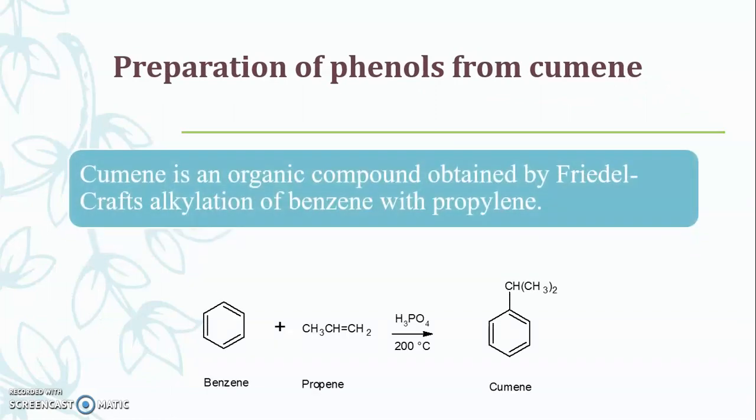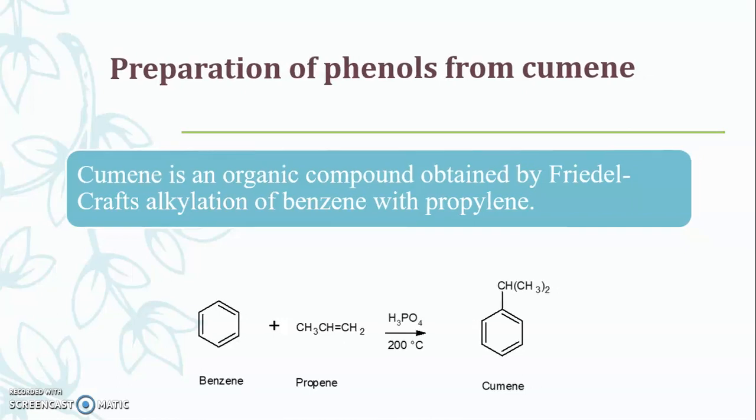Now cumene is an organic compound that is obtained by the Friedel-Crafts alkylation of benzene with propylene. If we perform the Friedel-Crafts alkylation of benzene with propene, cumene is formed. Cumene is nothing but isopropyl benzene. This is another electrophilic substitution reaction of benzene, that is, the Friedel-Crafts alkylation. So Friedel-Crafts alkylation of benzene gives cumene.